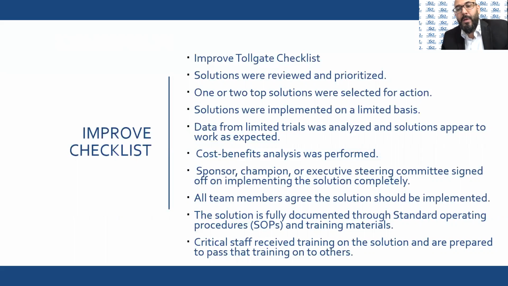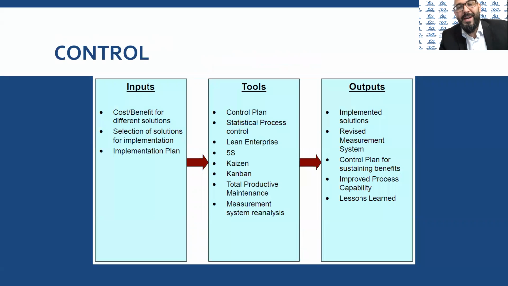All team members agree the solution should be implemented. These solutions are fully documented through the standard operating procedure. This is a really important documentation process. The SOPs should have a step-by-step for all of these solutions. Training materials provided. Critical staff received training on the solution and are prepared to pass the training to others. With that said, we're done with the improvement phase, and now we're going to start a new phase, which is the control phase.